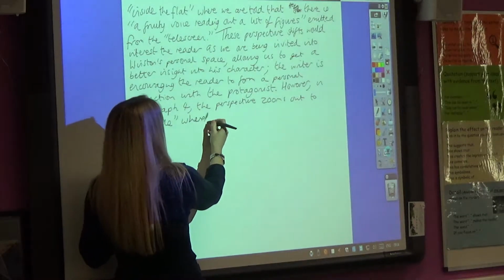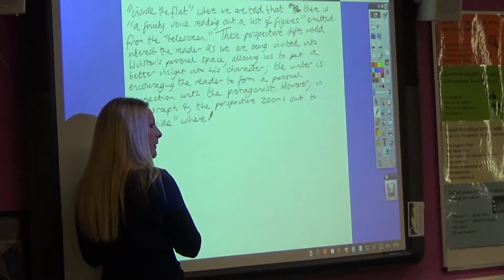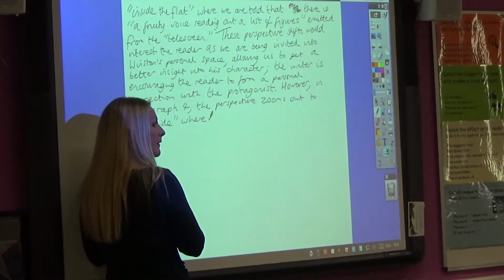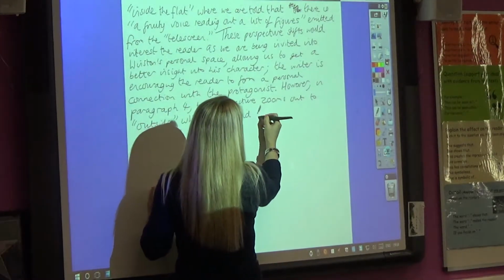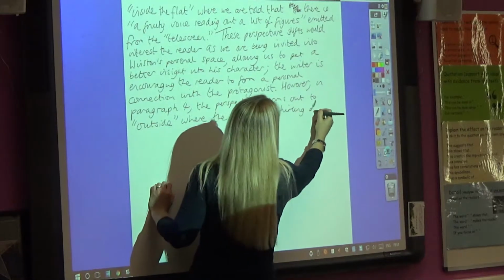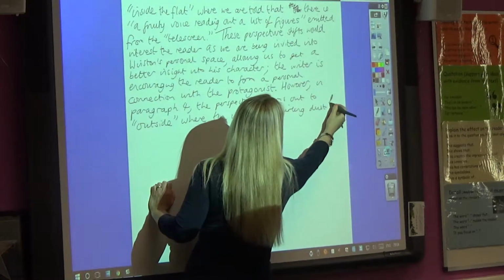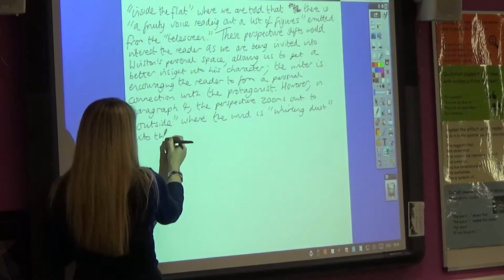Whirling dust. Good, give me more of the phrase. Whirling dust and torn paper into slime. Okay. Whirling dust, is that right? Okay. So where the wind is whirling dust into the air, or into the atmosphere.